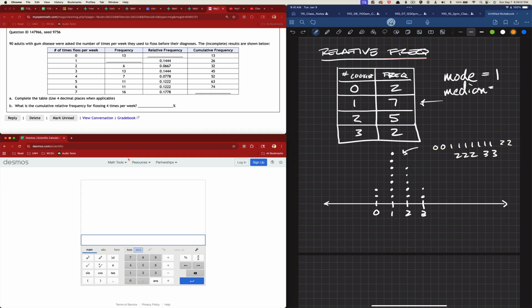I'm just clearing this stuff off of here. So you might need the space and or the values. And so we get a median of 1. But you could have also done it this way.